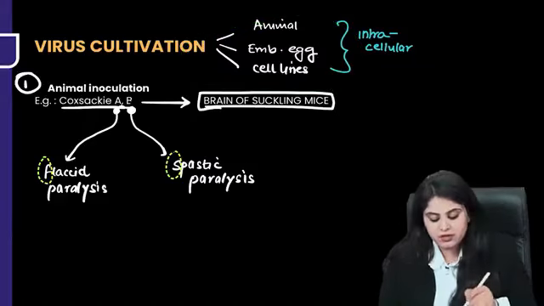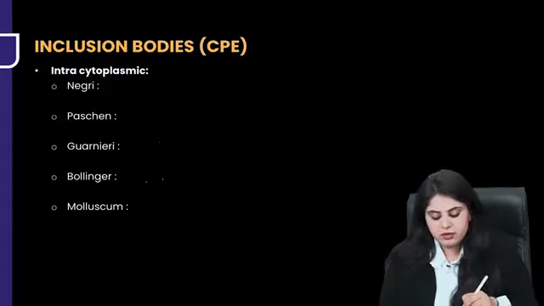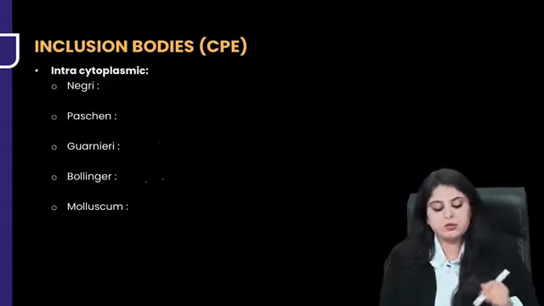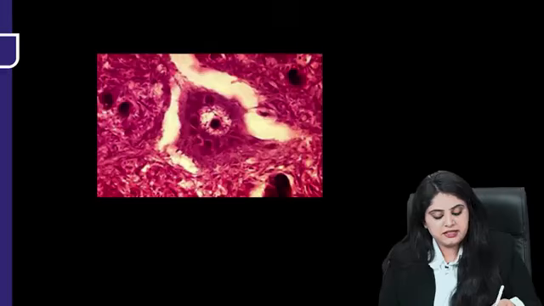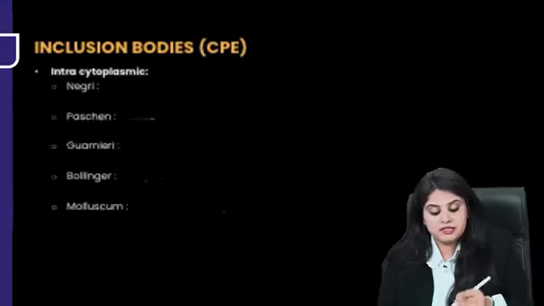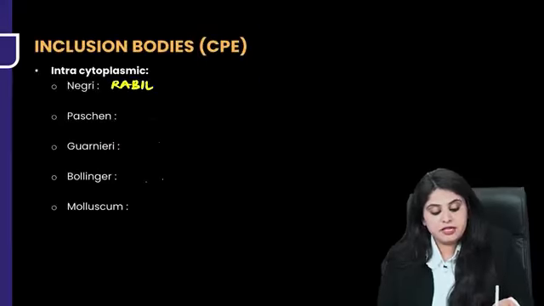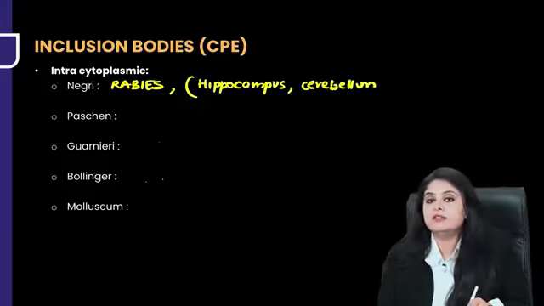The last part of general virology that you have to know is what are the different inclusion bodies that you have. So quickly, which are the ones in the cytoplasm, and then you'll tell me which are the ones that are going to be present in the nucleus. So let's get going. In the cytoplasm, Negri bodies, let me show you a picture. You can see that this must be a cell and these are the Negri bodies. Negri bodies are seen in rabies, but in which part of the brain? They are seen in the hippocampus and the cerebellum.